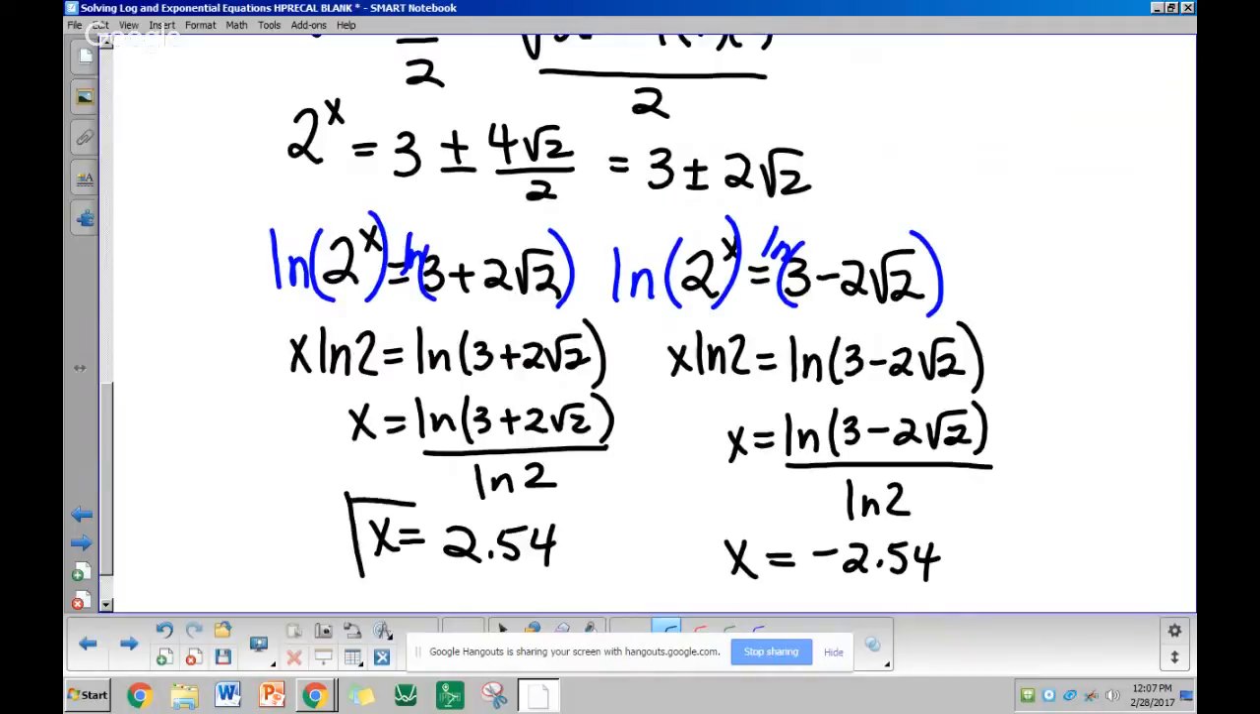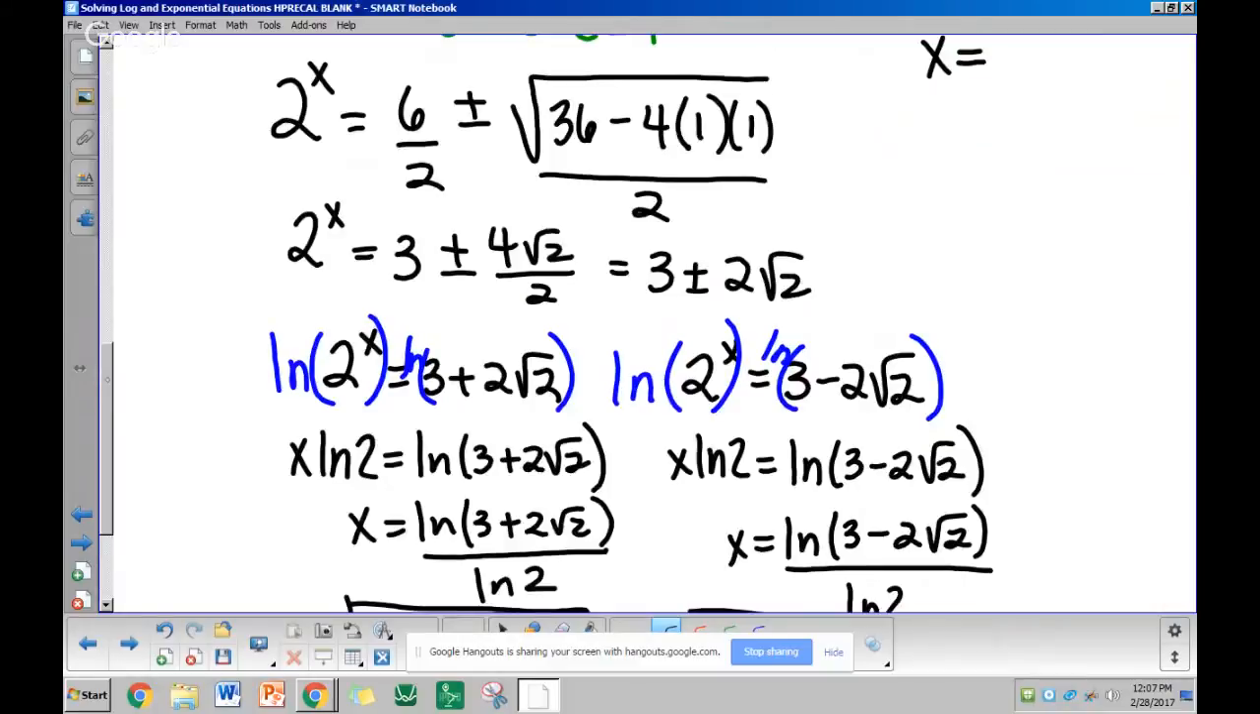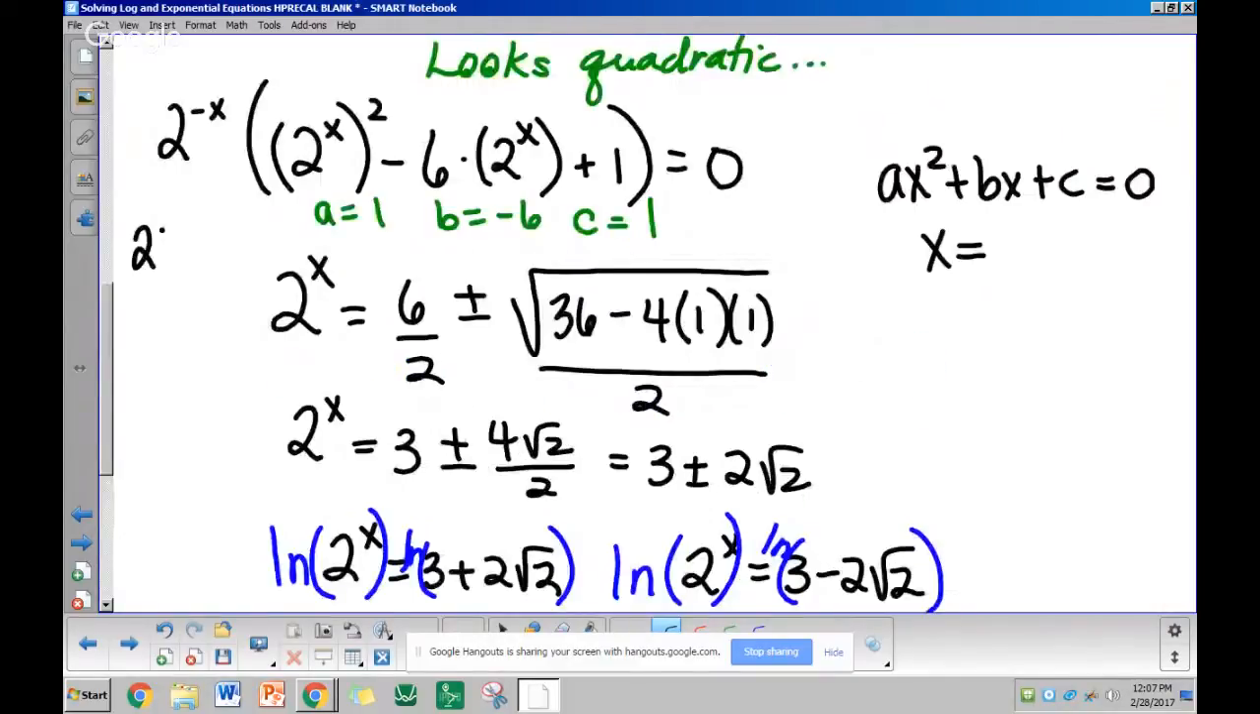Okay, now, those are our two answers, and then we have one other factor to consider, which is 2 to the negative x equals 0. What happens here? We take the log of both sides, and I get ln 2. Wait, can I take the log of 0? No. Think of the graph here. 2 to the negative x. What does it look like?